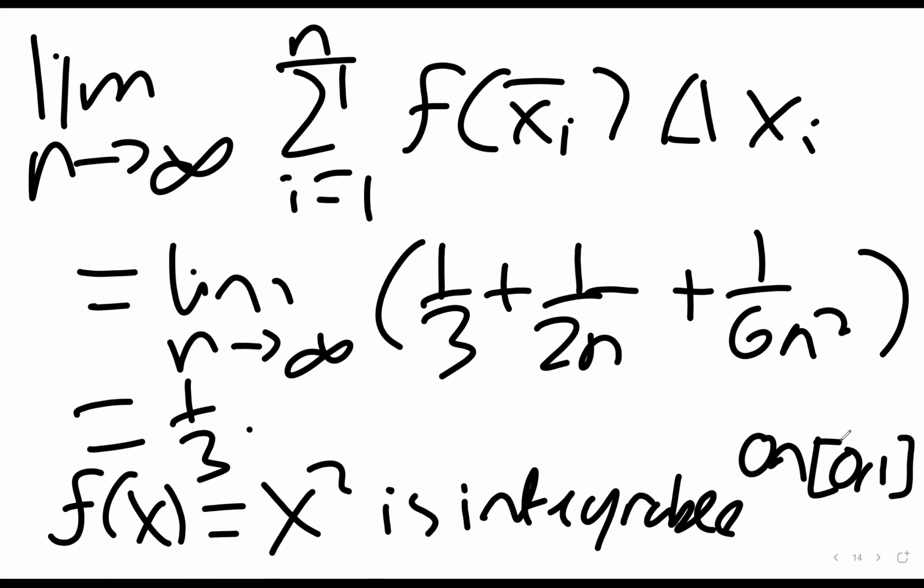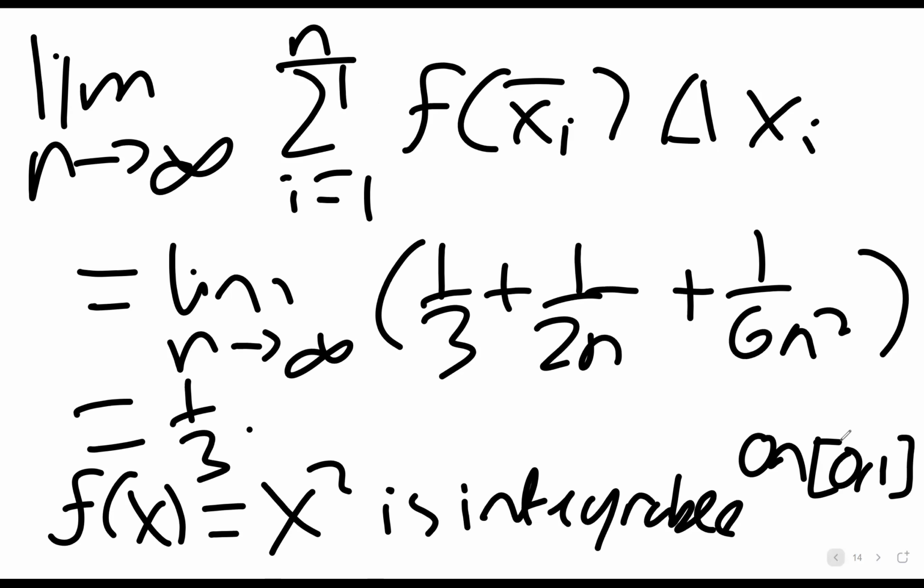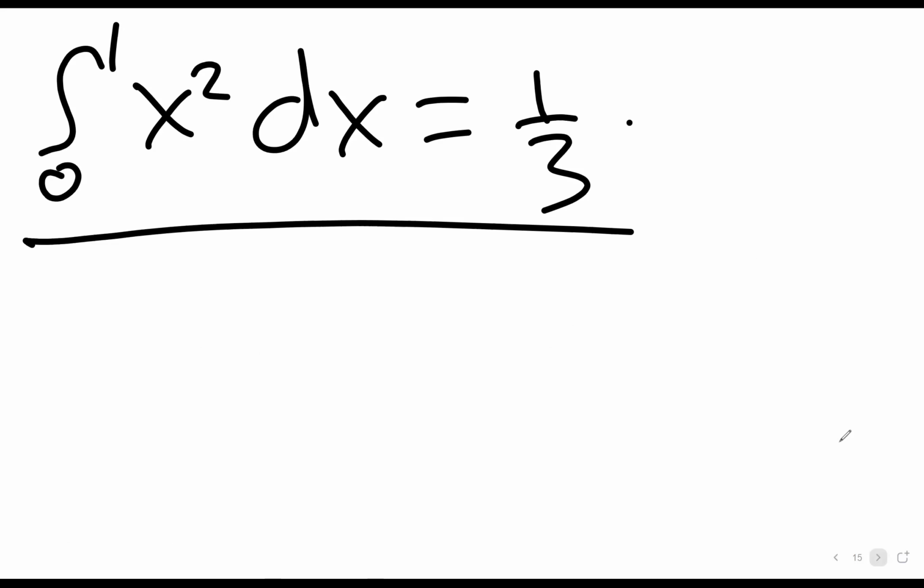And in this case, we say that the integral from 0 until 1 of x squared dx equals 1 over 3, because the value of the limit is 1 over 3. Okay. Any question? Of course, later on in the next lecture, we will learn that we do not need to calculate this one.